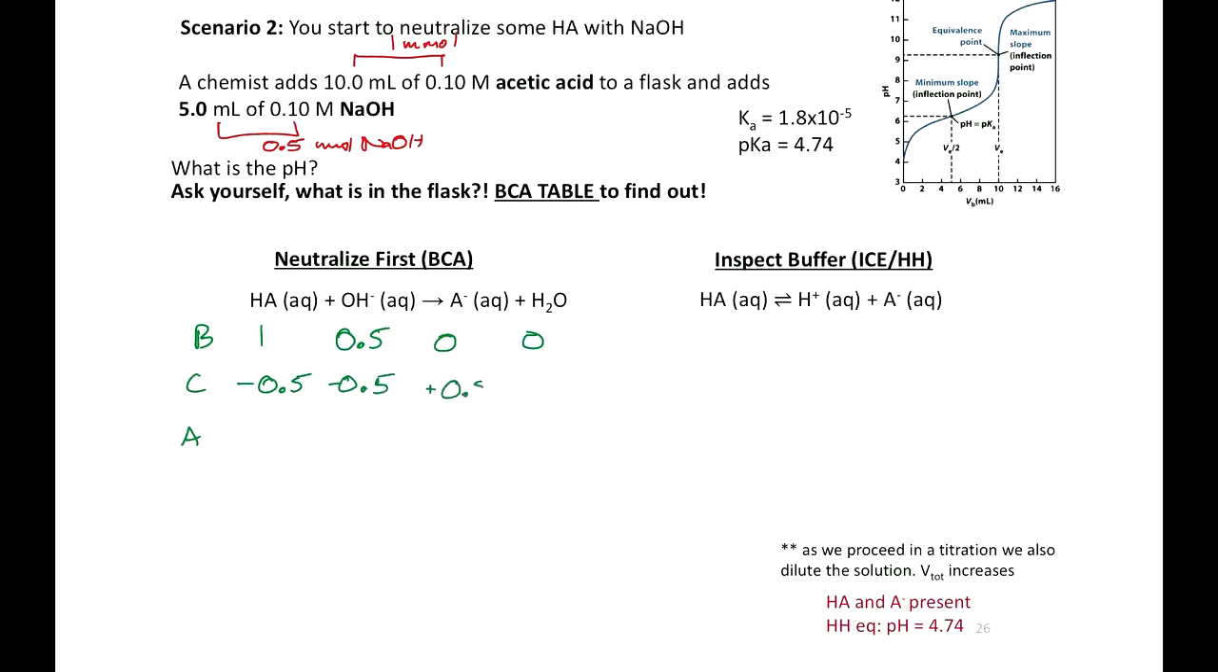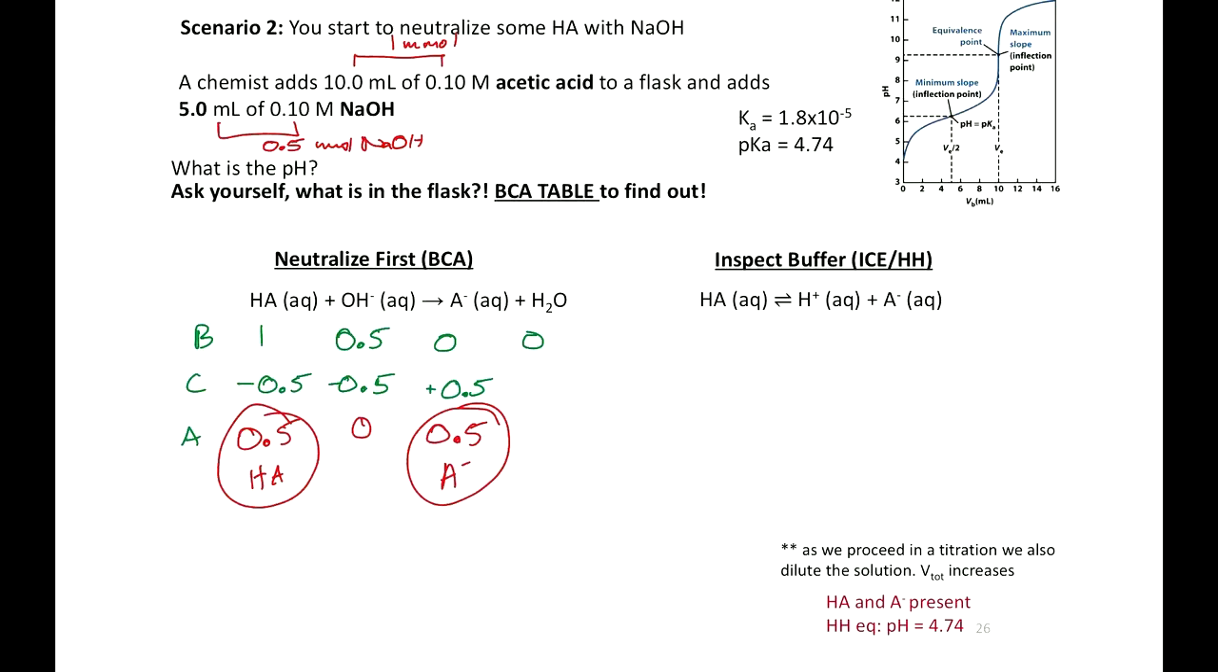But we add half a millimole of A minus, and that's the important part because that's how we make a buffer, the type 2 buffer, where we start with a weak acid, add a strong base to make A minus in that solution. So after this neutralization, we are left with 0.5 millimoles of HA, 0 hydroxide, and 0.5 millimoles of A minus. Is that a buffer if both those things are in your beaker? Yes, it is. So how do we calculate the pH of that then?